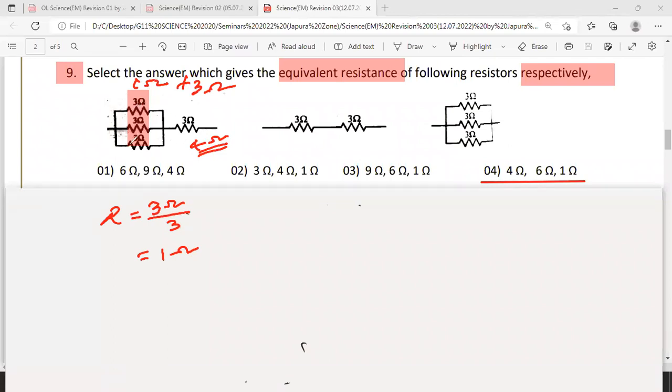If you have 10 resistors, 3, 3, 3, 10 times, 3 divided by 10. That is a short method. If you have 3, 3, 3, 100 times, 3 ohms divided by 100. Value of one resistor divided by the total number of resistors. That is the short method to find the equivalent resistance in parallel if the values are the same.